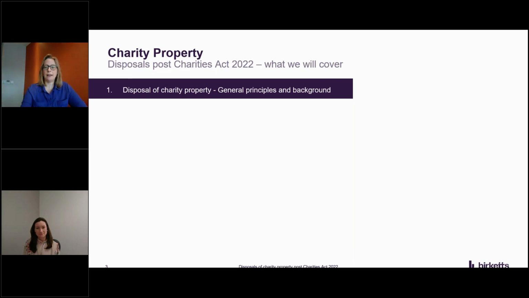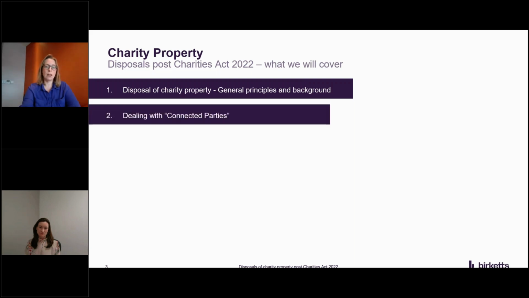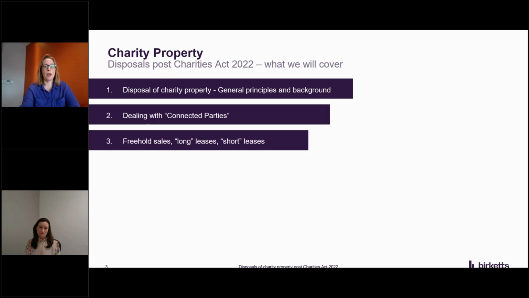So what we're covering today, first of all, just a bit of general principles which apply to anything charities do, in particular disposals of property, and a little bit of background and context to the Charities Act and why there is this regime for disposals, in particular of charity land. Then we'll move on to the rules around dealing with connected parties. We'll give you an overview of the normal position for freehold sales, the rules that apply to disposals which are long leases, that's over 7 years, and then short leases which are under 7 years.